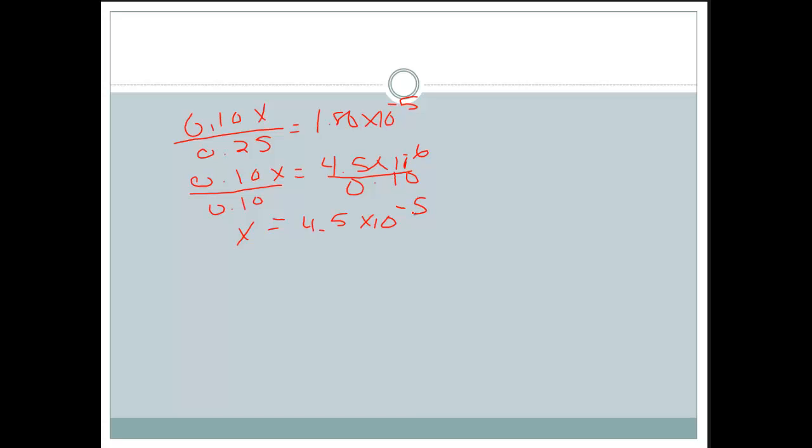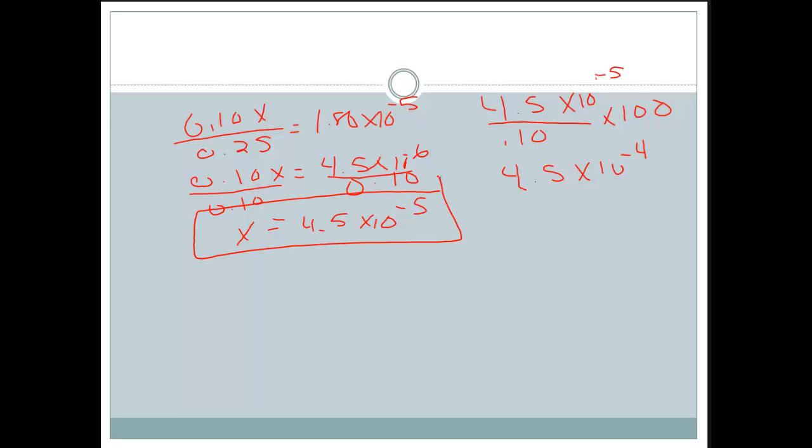I want to double check my assumption. Since I'm comparing it to 0.1 and 0.25, I'm going to go ahead and compare it to 0.1. So 4.50 times 10 to the negative 5 divided by 0.1 times 100 comes out to be 4.50 times 10 to the negative 4, which is plenty small enough. It's way smaller than 5%. Okay, so from here, this is my X.